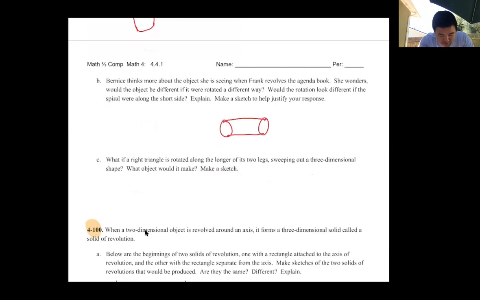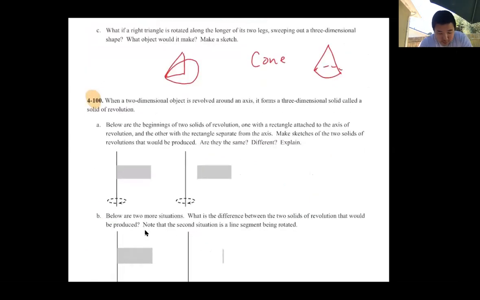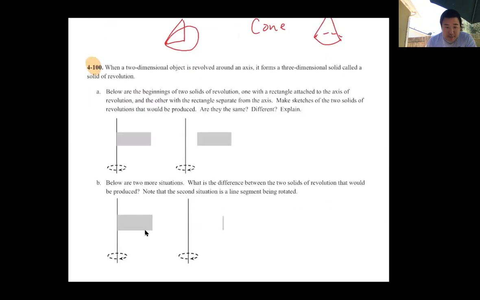What if a triangle was rotated? I think it would make a cone. When a two-dimensional object is rotated over an axis, it forms a three-dimensional solid called a solid of revolution. Below are the beginnings of two solids of revolution, one with a rectangle at each axis. This one's a cylinder. This is a cylinder with a hole.